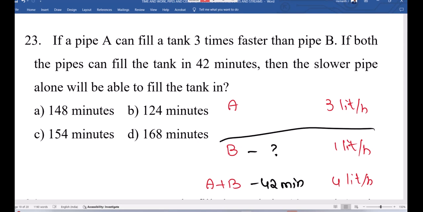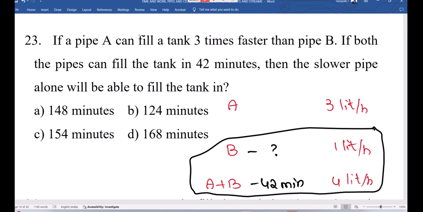Now if you look into the last two things, time and efficiency are inversely related. So this we don't know. Question mark divided by 42 is 4 divided by 1, inversely related. This is regarding timing, this is regarding efficiency. A is thrice B, B is 1 liter per hour means A will be 3 liters per hour. Together will be 4 liters per hour. With 4 liters per hour, 42 minutes means with 1 liter per hour, 168 is the answer. Less efficiency, more time taken; more efficiency, less time taken. Or we can use the chain rule, M1 D1 like that. So question mark into 1 equals 42 into 4.